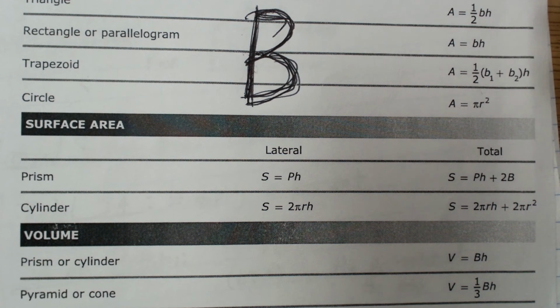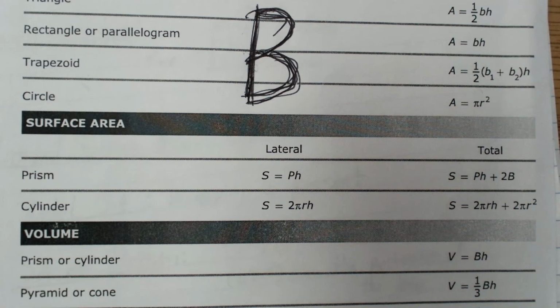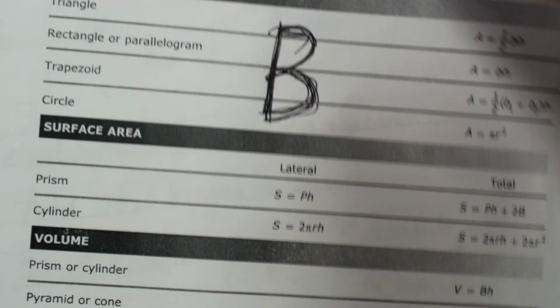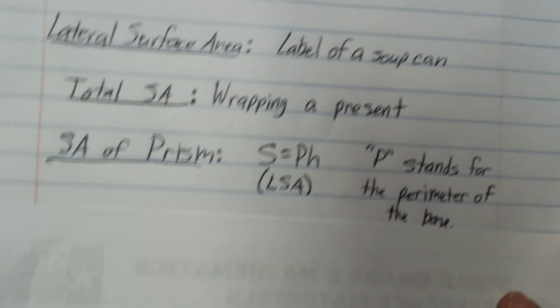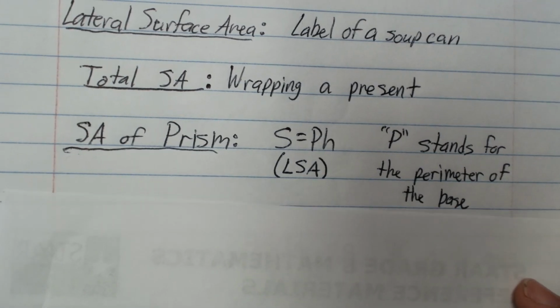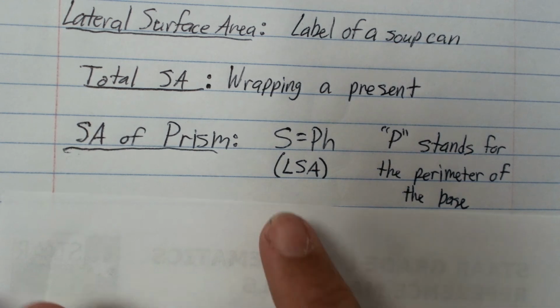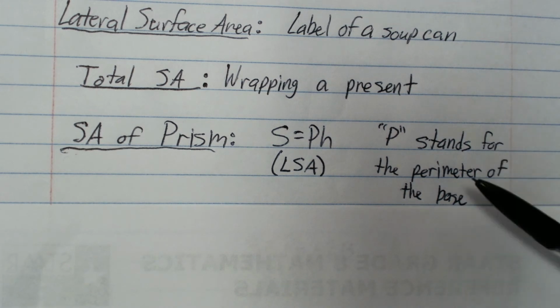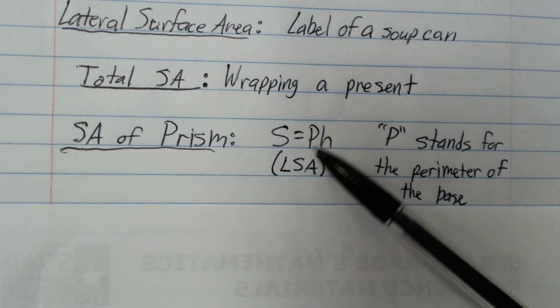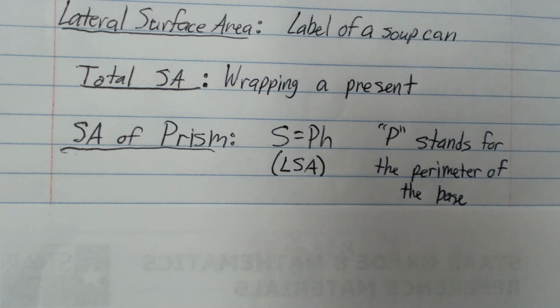So now let's look at these formulas in a little bit more detail. There's a lot of letters there that you've probably never seen in a formula before. We're going to talk about what those mean. So for the surface area of a prism, that would be LSA equals pH for the lateral surface area. That's what LSA stands for, lateral surface area, where P stands for the perimeter of the base. This big P right here is going to stand for the perimeter of the base.